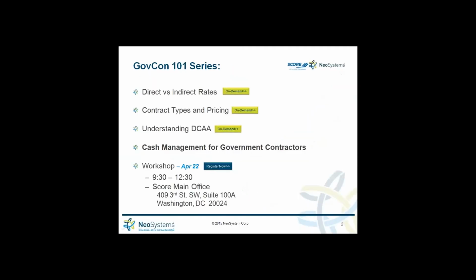This is in our series that we've been putting on in conjunction with SCORE. We covered indirect and direct rates. We dived into contract types and pricing, and then we spent some time trying to understand the DCAA. Today we're discussing cash management for government contractors, and this will be the final and fourth in the webinar series, which will bring us then to the workshop, which we will have next week.